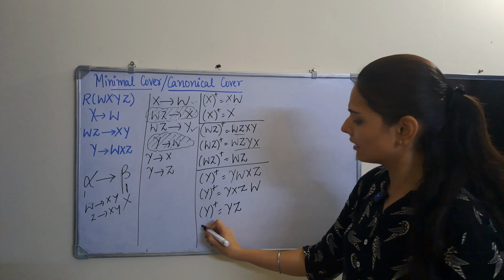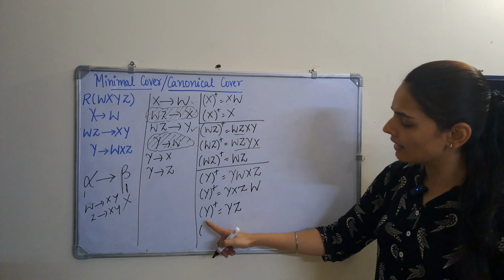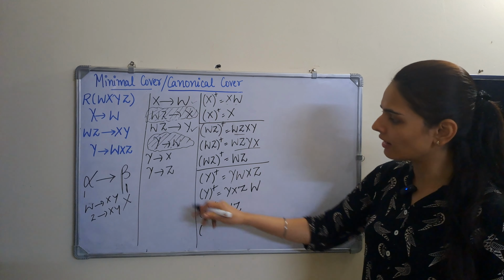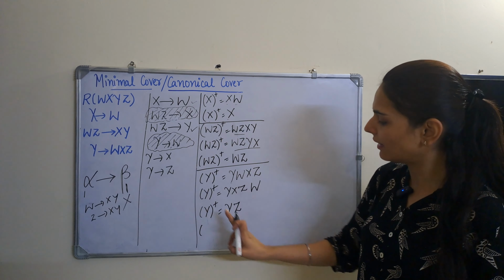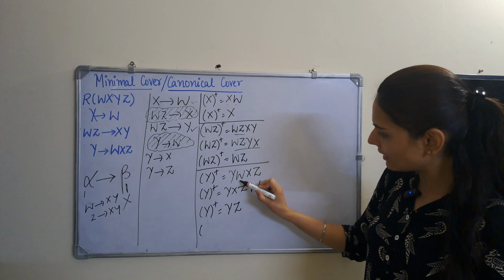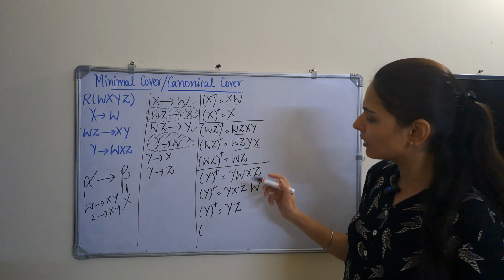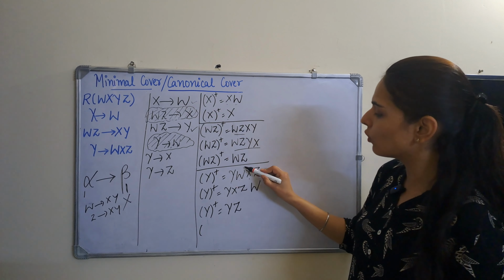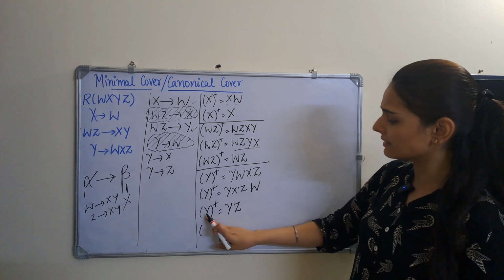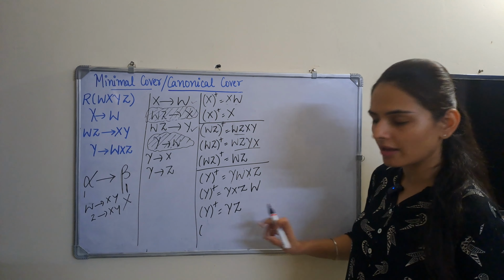So now that is it. We can see over here that for y closure, if we do not consider this functional dependency, we lose the value of w and x. So we will have to keep this functional dependency, because if we remove it, we won't have the value of w and x. It can only find y and z, right?